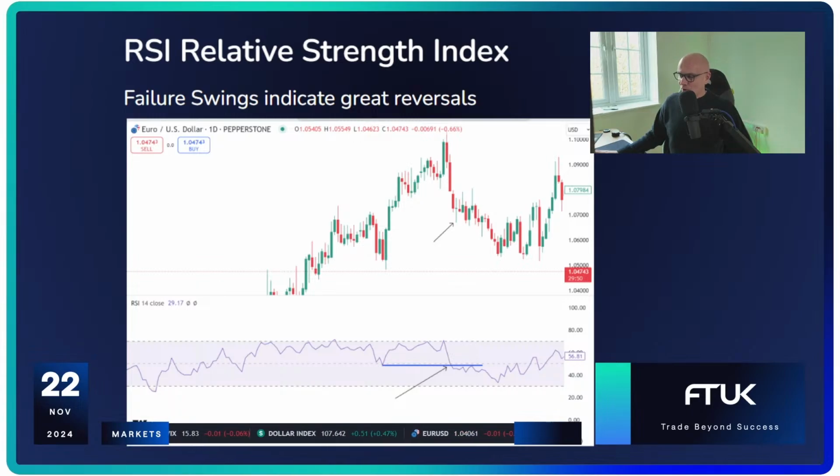Next one is, this is probably my favorite. This is where we can actually turn the RSI not necessarily into a buy or sell signal, but into a very strong filter, and that is understanding how failure swings work in the market.